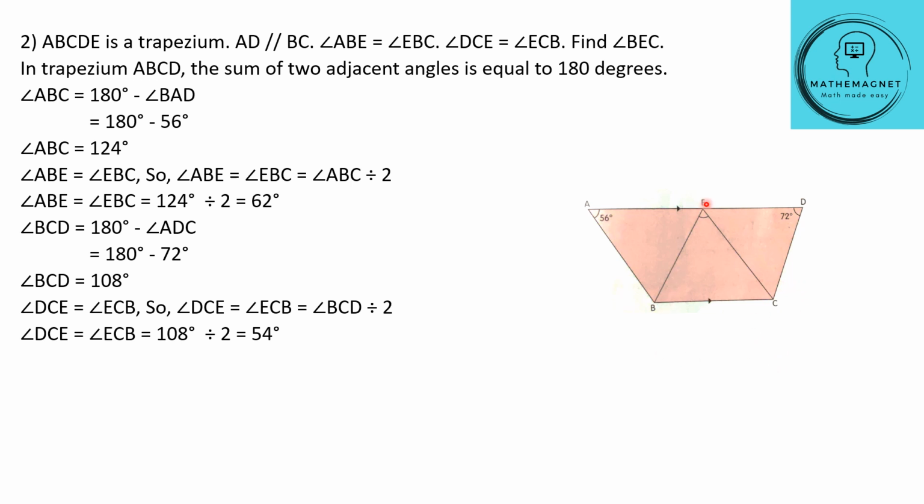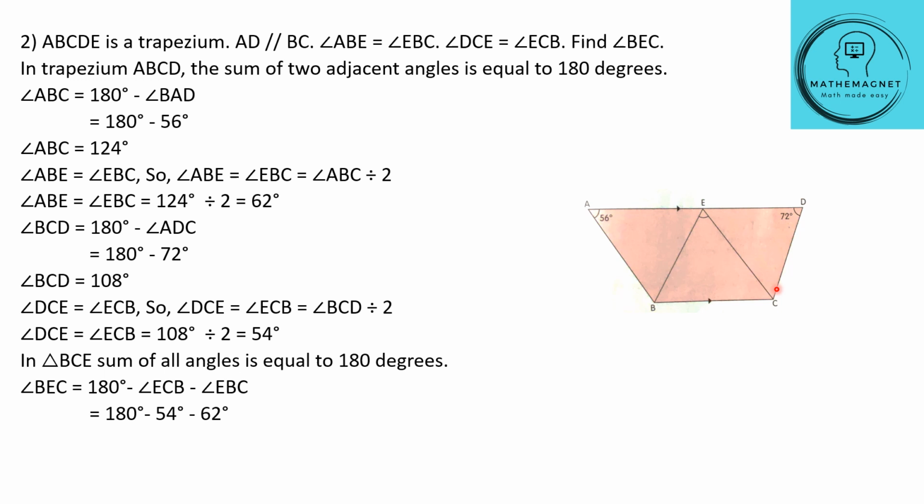Now let's consider the triangle EBC. We are asked to find angle BEC and we know the other two angles. This one is 62 and this one is 54. So the third angle will be 180 minus 62 minus 54, which will be equal to 64. So the answer is, the unknown angle BEC is equal to 64 degrees.